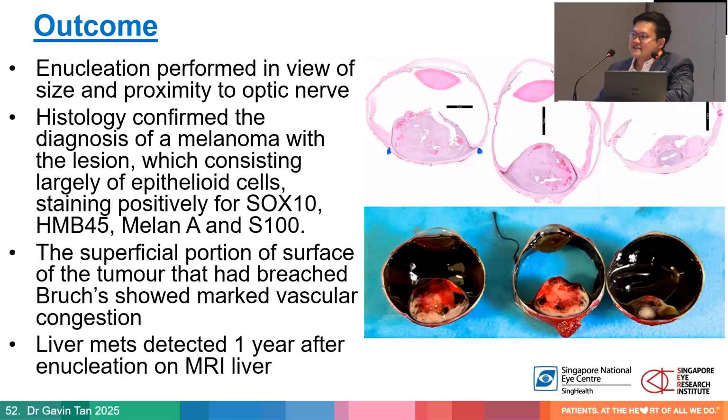Any questions, discussion, or thoughts? Very nice presentation, thank you. So it's a melanoma with optic nerve invasion. Yes, you can see some invasion, you see the optic nerve. The treatment is enucleation for that.